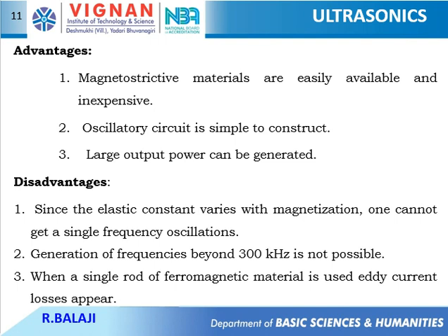Disadvantages with this method. Since the elastic constant varies with magnetization, one cannot get single frequency oscillations. Generation of frequencies beyond 300 kHz is not possible. When a single rod of ferromagnetic material is used, eddy current losses appear. So this is the magnetostriction method. This is one of the important essay questions for examination purpose.